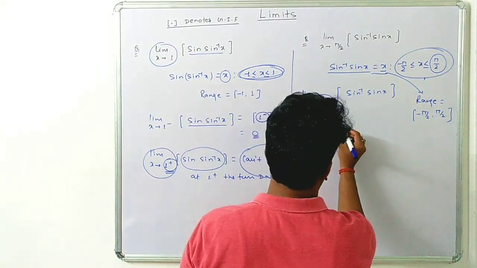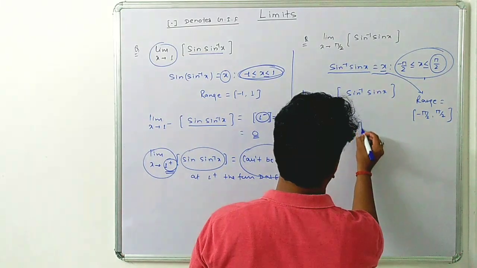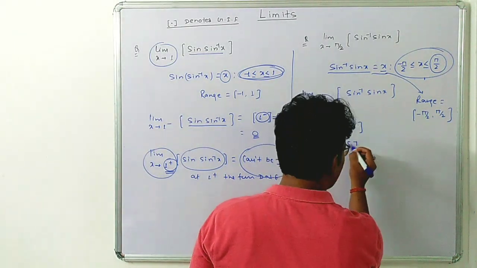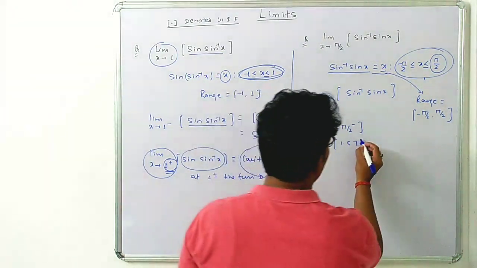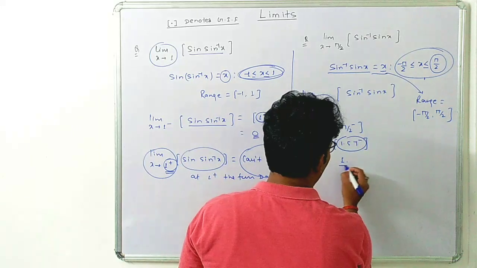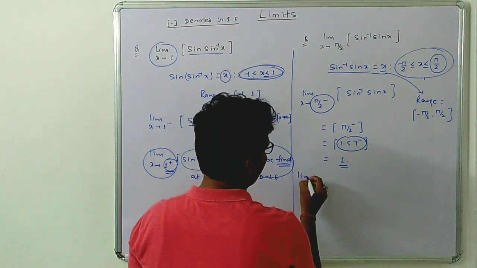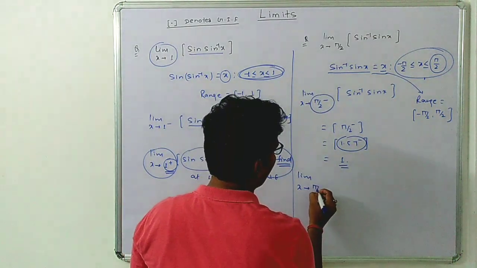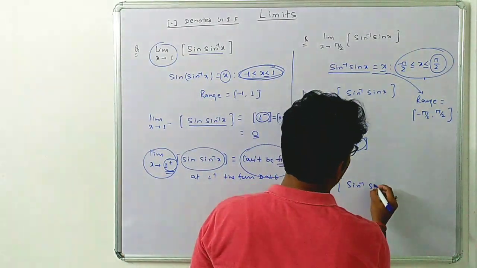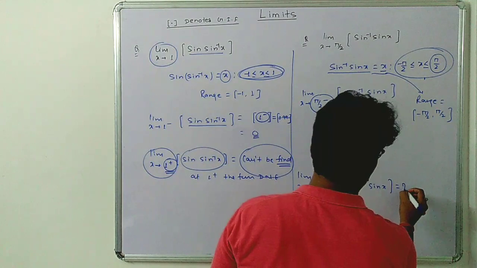So this is what greatest integer of pi by 2 minus means: 1.57, a slightly smaller value, minus, and take its greatest integer. So the greatest integer of this thing is going to be 1, right. Now the next question is, can you find out the limit x tends to pi by 2 plus, for sine inverse of sin x? Can we find this or not?